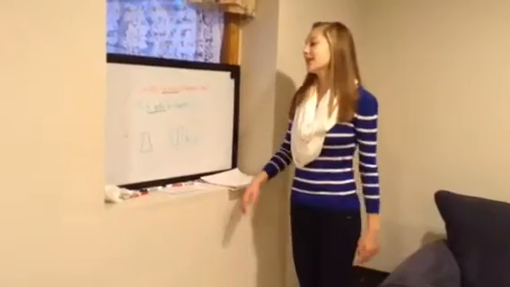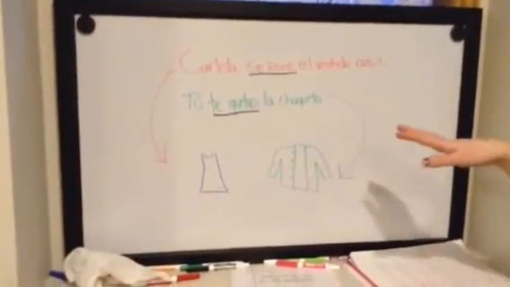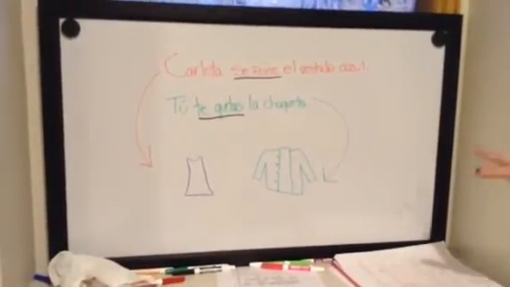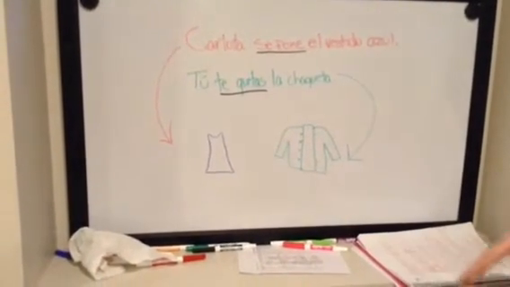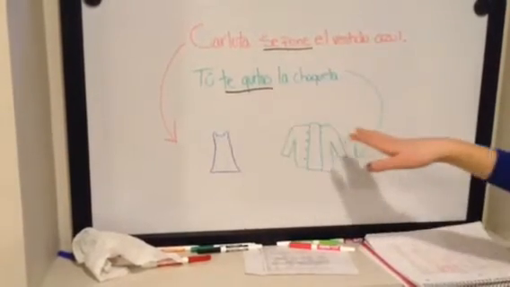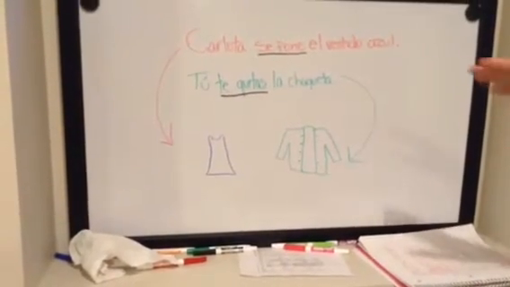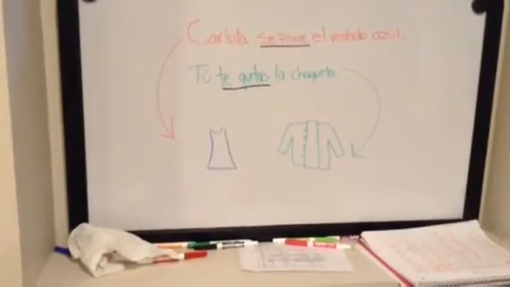Here are a couple more examples of putting reflexive verbs into sentences. Carlota se pone el vestido azul. Carlota is putting on the blue dress on herself, so she is doing the action and receiving it. And then, tú te quitas la chaqueta. You take off the jacket. So you are doing the action and receiving the action.